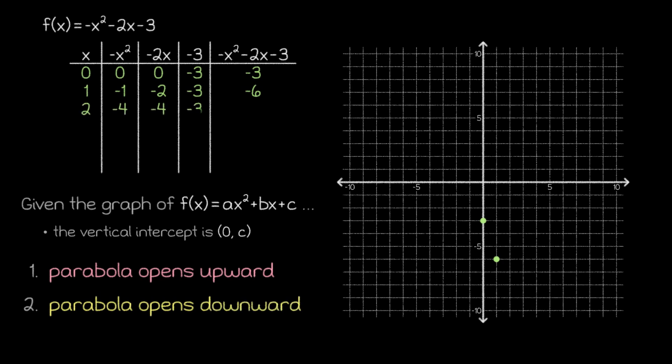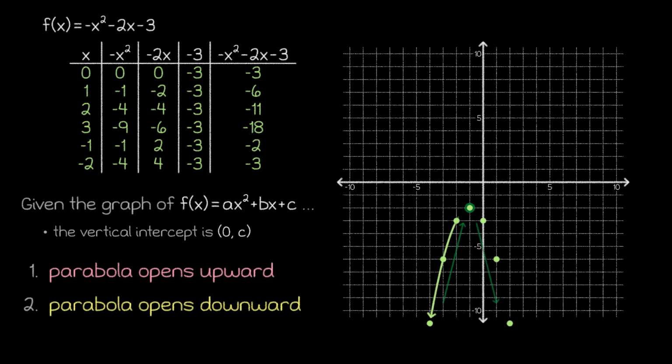In the rightward direction, we end up getting more points that decrease, but in the leftward direction, we reach a maximum value at -1 before the values start decreasing again as we move further to the left. This, of course, is actually an increasing portion of the graph as we move from left to right, which matches the situation we described earlier about a parabola that opens downward.